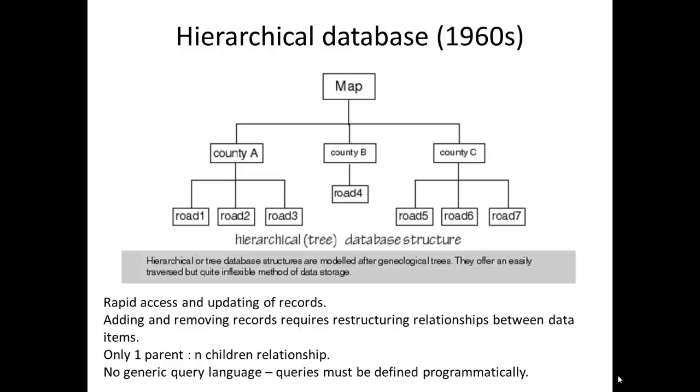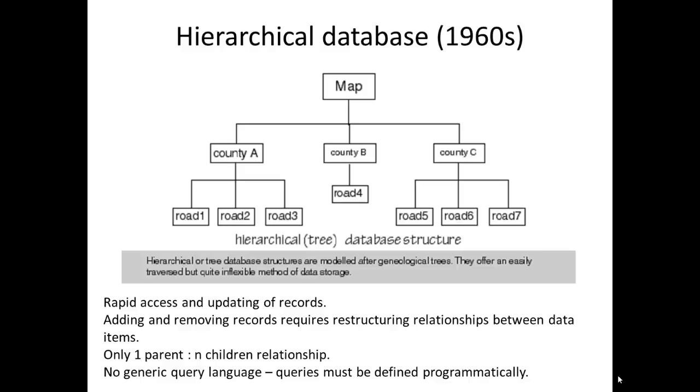So here we've got, it's actually a spatial example. We have a map at the top, a map object or map record. Then within the map we've got 3 counties. Each county manages the roads in the county. So County A has road 1, road 2, road 3. County B has road 4, road 5, road 6, and so on. So if we want to know the roads in County A, we go from the map to the county to get the roads. If we want to know which county a road is in, we go from the road to the county to the map. Nice, easy data structure.